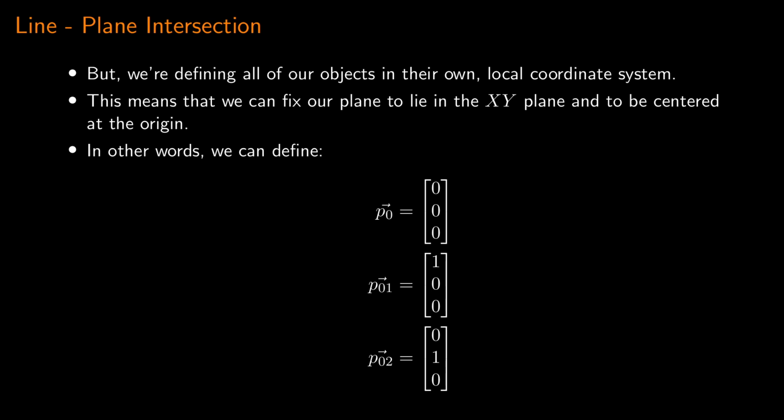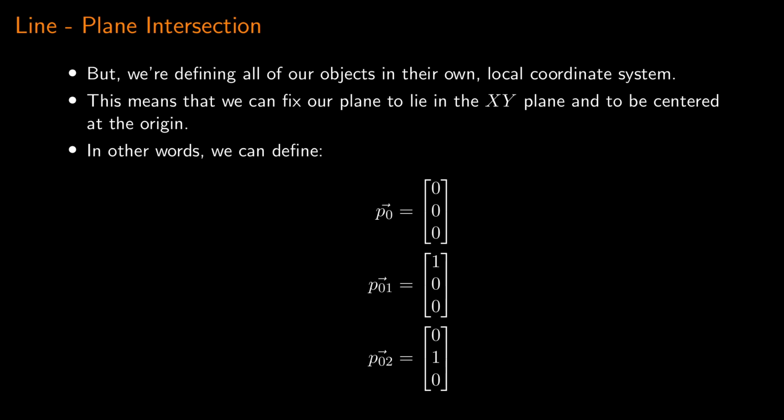But since we're defining all of our objects in their own local coordinate system, as we spent quite a lot of time talking about in the previous episode, it means we can actually fix our plane to lie in the xy plane and to be centered at the origin. And the reason we can do that is because we're then defining a separate transform that maps from that local coordinate system into the global coordinate system. And so if we want the plane at a different angle, we can rotate it. If we want it in a different place, we can translate it, and so on.